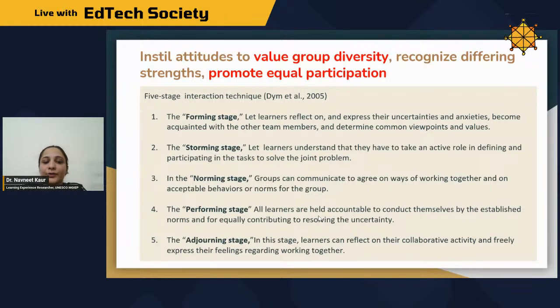Then comes the actual performing stage, where learners are held accountable to conduct themselves by the norms and to equally contribute to resolving the uncertainties. So you may have to go and regularly monitor if these things are happening.